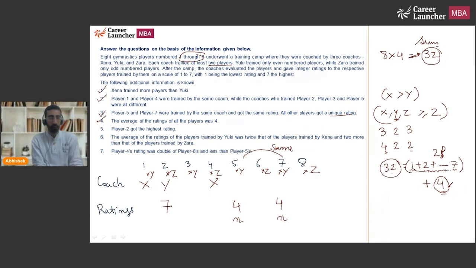Now this becomes simple. Unique ratings, player 2 highest is 7. The average of the ratings of the players trained by Y was twice that of the players trained by Z. Okay. If Z's average rating is A, Y's is 2A. And 2 more. Y's rating is 2 more than that of the players trained by X. So, X would be 2A minus 2, 2 less than Y.